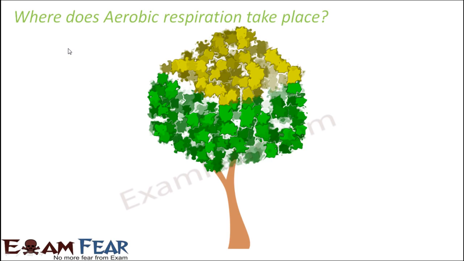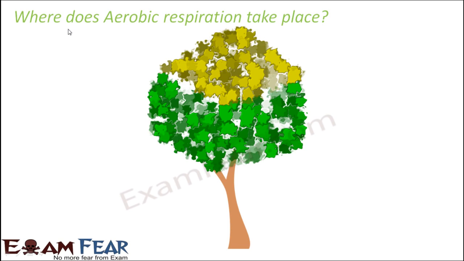So now the question is, where does aerobic respiration take place? When I say aerobic respiration, the first step, glycolysis, takes place in the cytoplasm, that we all know. So the next step is pyruvate oxidation. So where will this take place? Will it take place in the cytoplasm itself, or will it take place somewhere else? So let's just try to understand that.